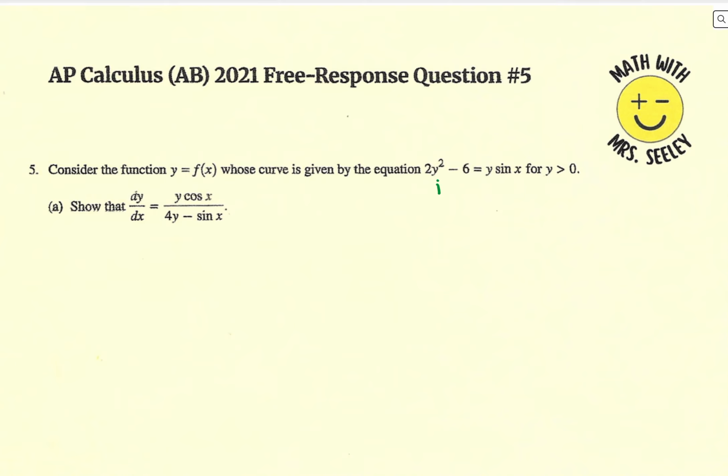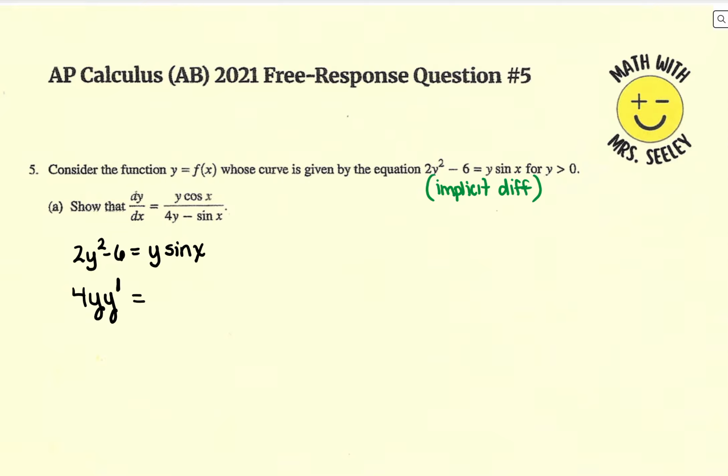I want you to notice that you are going to have implicit differentiation because you've got two variables. You've got x's and y's in the same question. So if I have 2y squared minus 6 equals y sine x, let's take that derivative. If I take the derivative of 2y squared, that's going to be 4y, but because I took the derivative of a y term, and this is implicit, I need to put my y prime in there. Of course, the derivative of 6 is just 0.